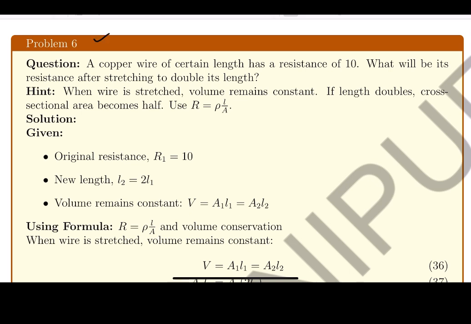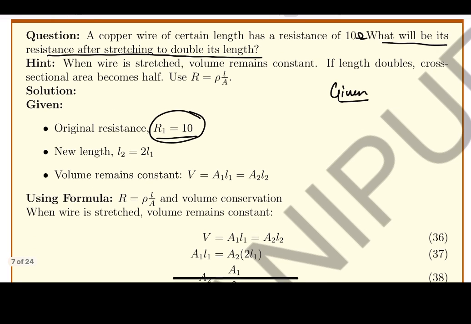Let's go to question number 6. Question number 6 is: a copper wire of certain length has a resistance of 10 ohm. What will be its resistance after stretching to double its length? Interesting question, I like this question. So what is given? Given resistance is 10.